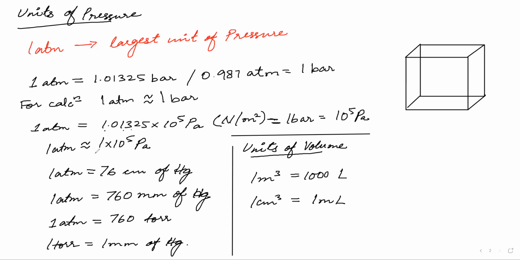Can I move on? So what is that second one? For calculation, we will take 1 atm as equivalent to 1 bar. If we have 1 atm or 1 bar, we can exchange them.